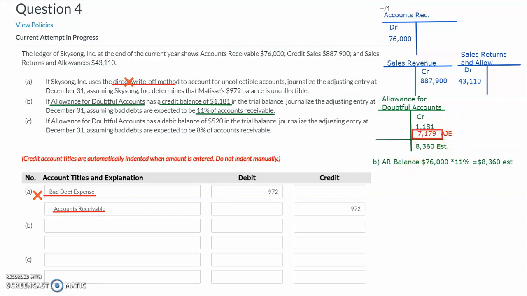And this will be reported as a credit to the allowance account. And at the same time, we're also going to be recording our bad debt expense. So in your problem, you're going to record a debit to your bad debt expense and a credit to your allowance for doubtful accounts in the amount of 7,179.